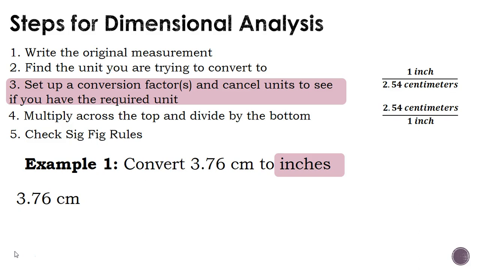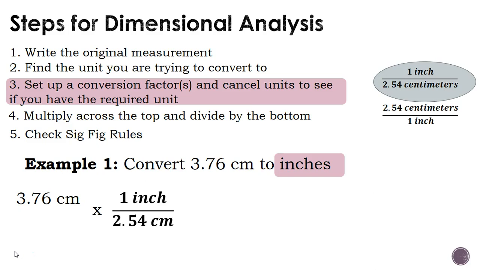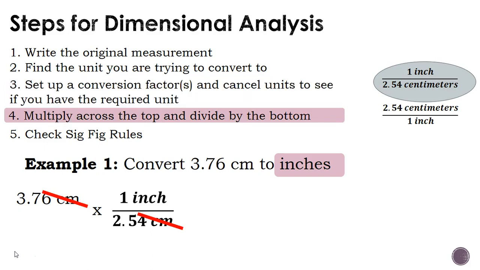So you need to figure out which conversion factor you're going to use. Remember, we're trying to cancel out centimeters and ultimately get to inches. Therefore, we're going to use the first conversion factor. When we put the first conversion factor next to our problem, our units of centimeters cancel out. The next thing that you want to do is multiply across the top and the bottom and then divide. So you can see 3.76 times 1 is going to be 3.76, and then 2.54 times this invisible 1 right here is just 2.54. Then you want to just divide.